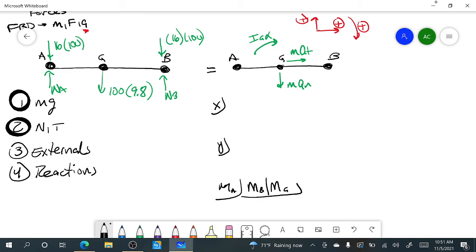But first, let's look at the x. There are no x forces happening. And so that means that MAT, or AT, equals 0.